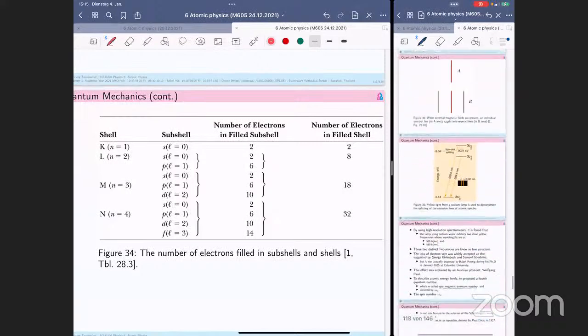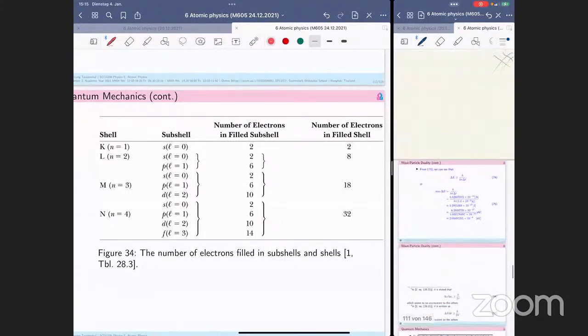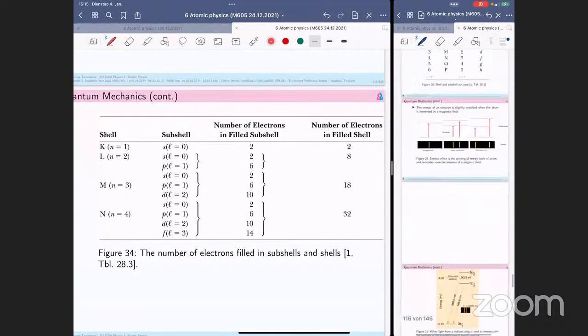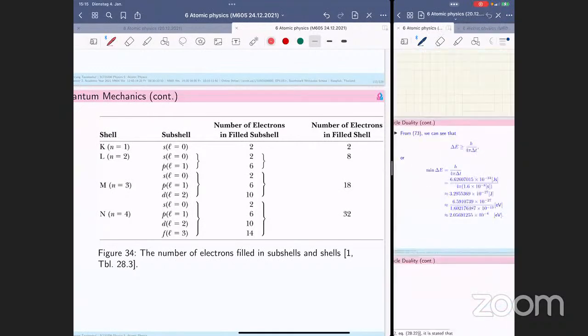And as you have seen before, here is the distribution. No, it's M605, right?